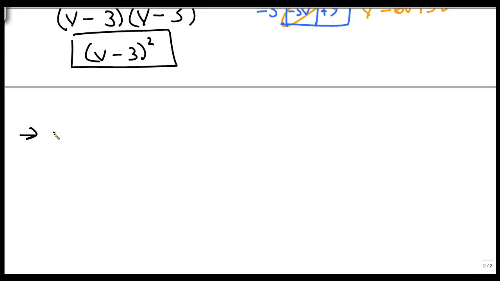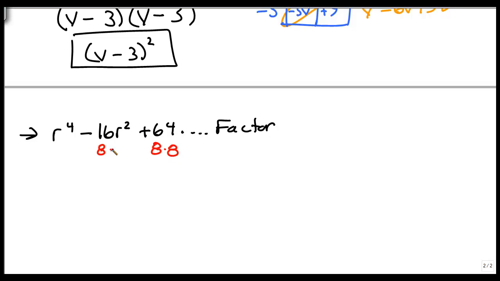Okay, so for our next one, r to the 4th minus 16r squared plus 64. Now we're asked to factor. Now this is interesting. This is not a squared. Everything else before has been a squared. But I do see something pretty handy here. 8 times 8 is 64. And 8 plus 8 is 16. Or if you want to think about it, you need to compensate for this negative. You could also think about this as negative 8 minus 8 is equal to the negative 16.